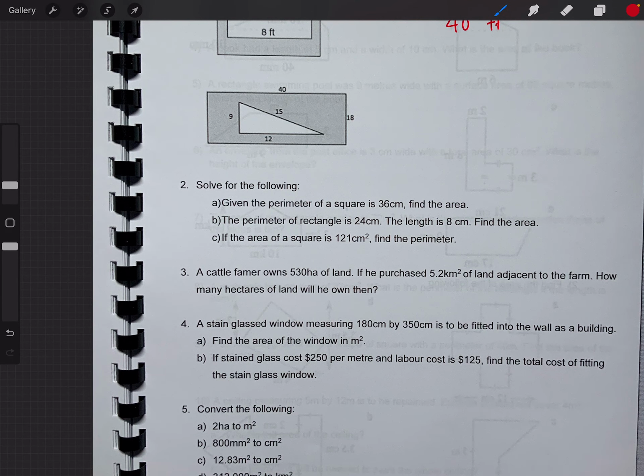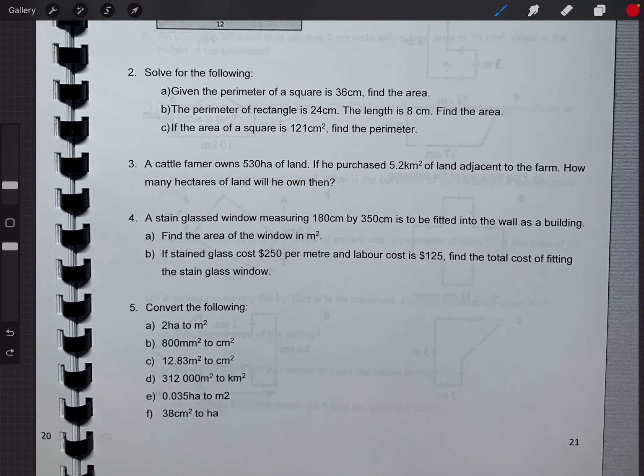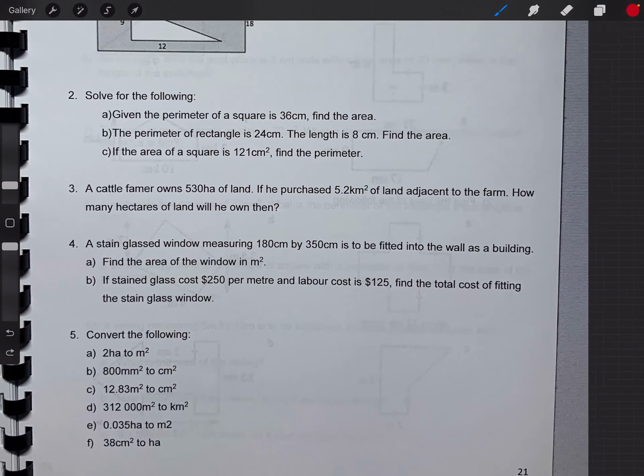How do you find the area of a triangle? You do the width times the length, and then you divide it by 2. Okay, I'm not going to do this one. Question 2. Solve the following. Given the perimeter of a square is 36, find the area.